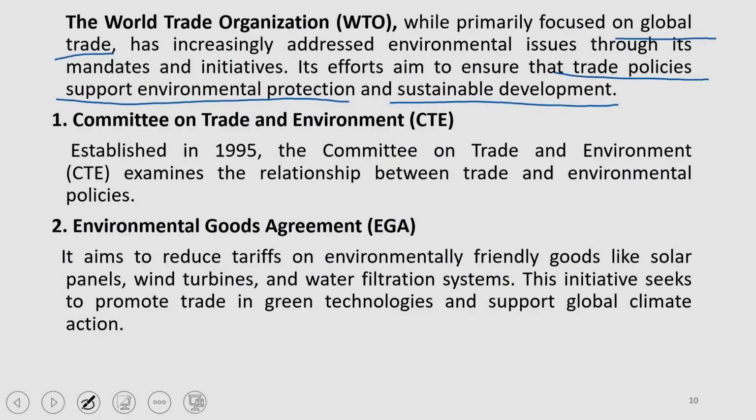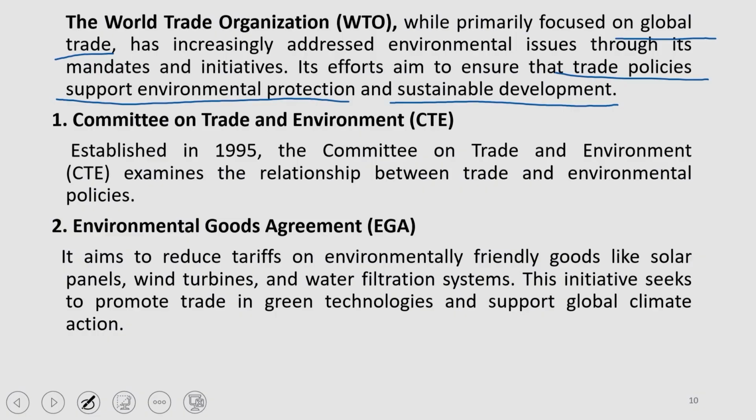So the Committee on Trade and Environment, which was established in 1995, examines the relationship between trade and environment policies. So here we can see that it basically covers three major areas, that is about environmental goods and services. And here we can see that it promotes trade in eco-friendly manners such as renewable energy technology.